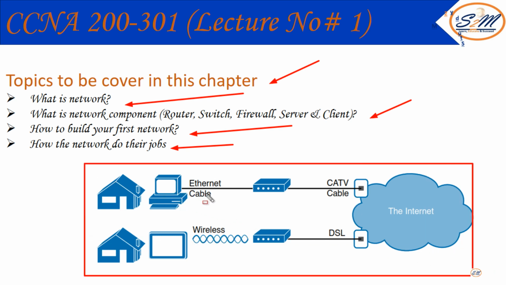This computer is connected via Ethernet cable to the switch. The switch is connected to the cable TV. And also here we have a wireless device. A wireless device is connecting some media to the DSL, or digital subscriber line. All of them are connected to the internet. So it is called a network.